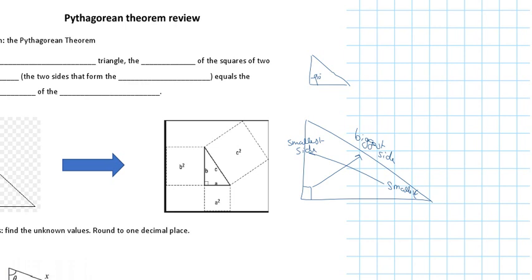Now, in a right angle triangle, the biggest side has a special name. Okay? And we call that name hypotenuse. Okay? So that side that's across from the 90 degree is called the hypotenuse. Okay? So always when you're naming your right angle triangle, you're going to start by naming the hypotenuse because you know where it's located. Okay?